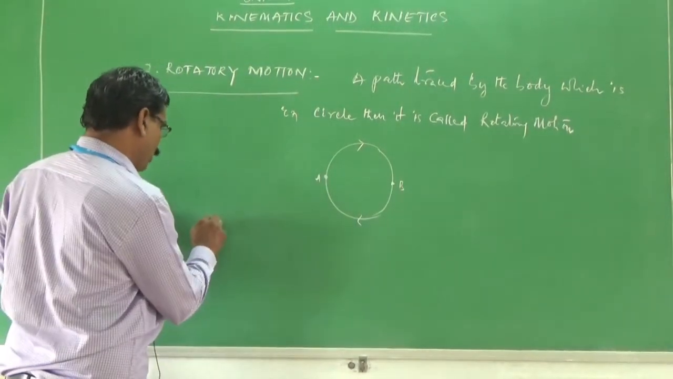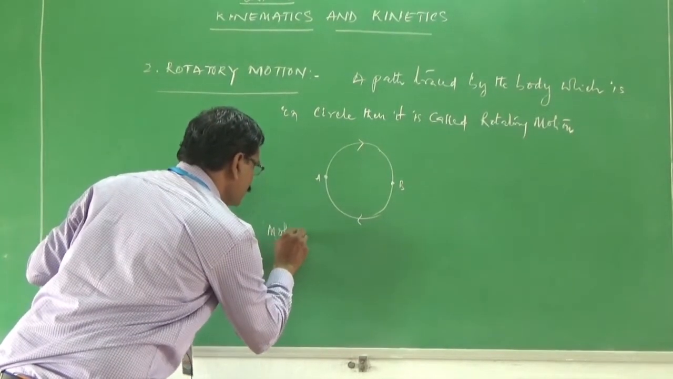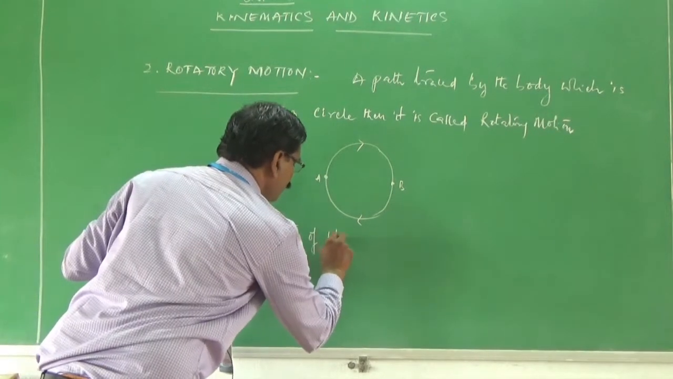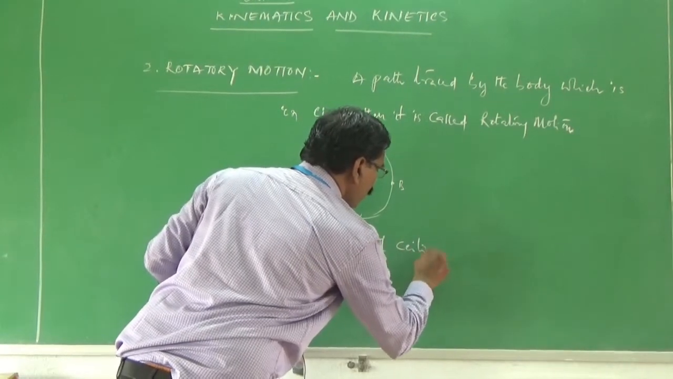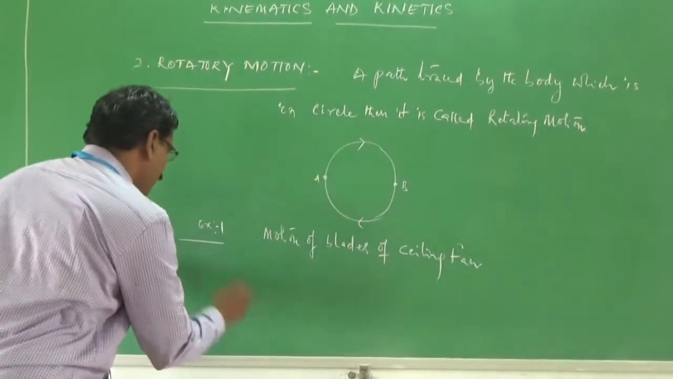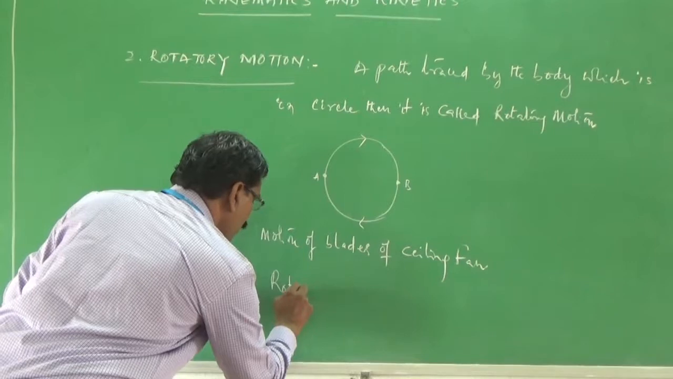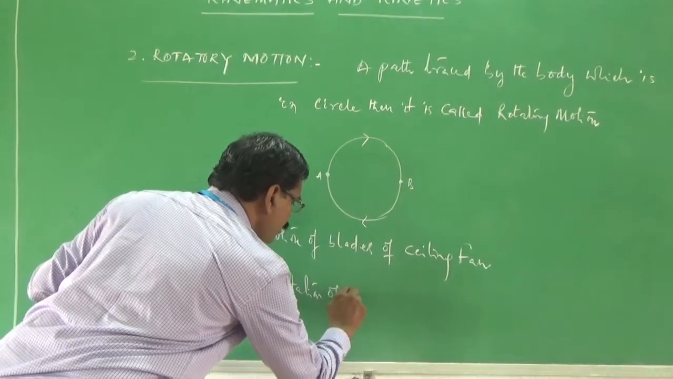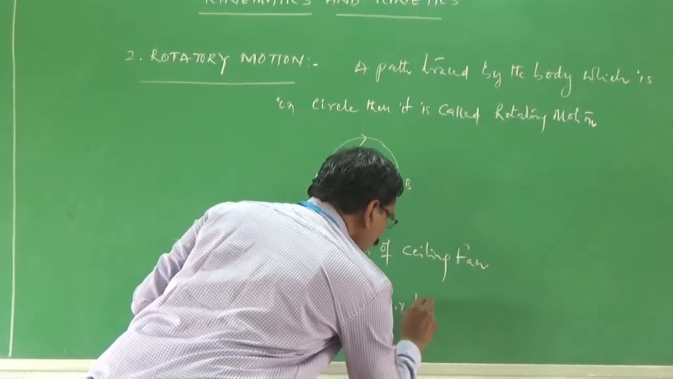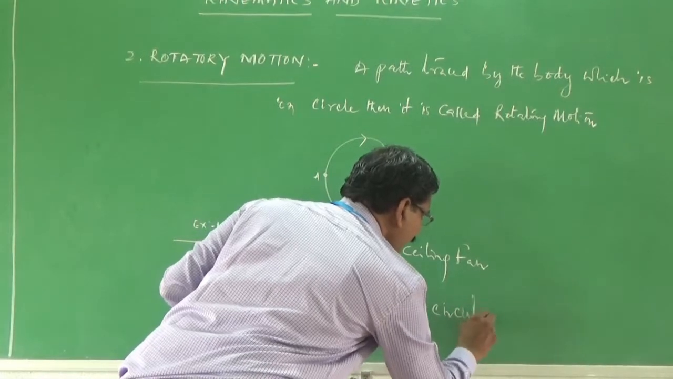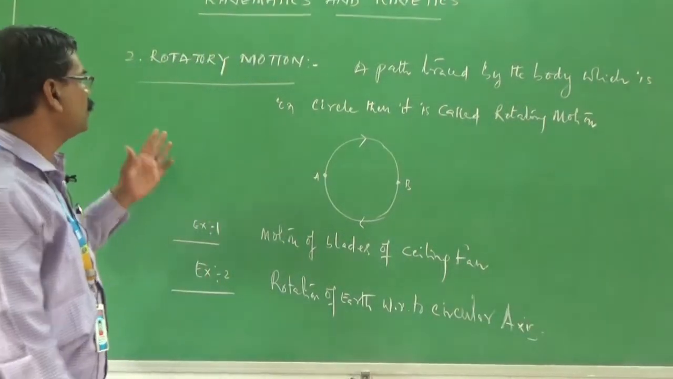I would like to give examples. Example 1 is the motion of blades of a ceiling fan, and example 2 is the rotation of the earth with respect to its axis. These are the best examples coming under rotatory motion.